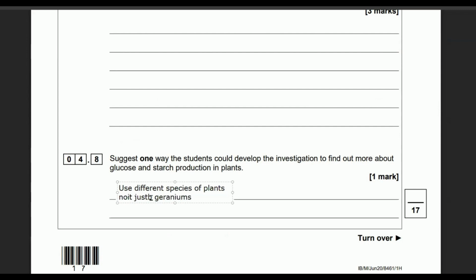Okay. So what happens when I type, things go wrong, huh? We could have also said test the leaf, the roots or stems. You get the idea. So different things they could have done. All right, let's move on.